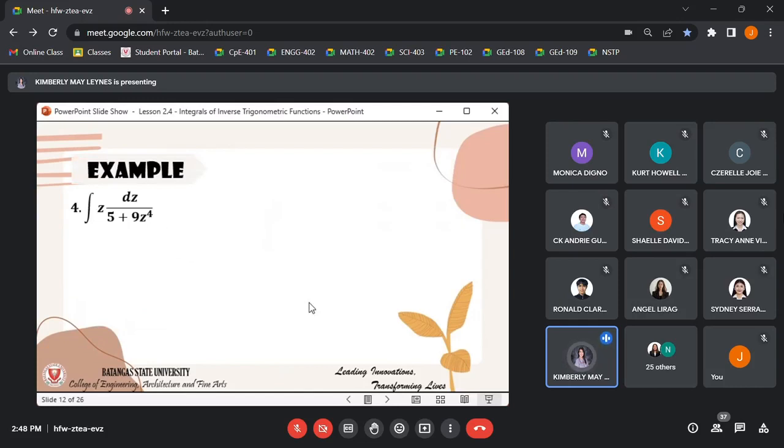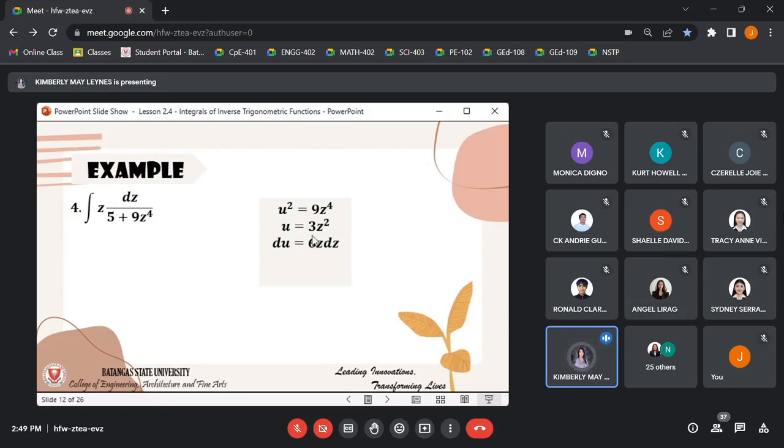So number 4 example, we have here the integral of z dz over 5 plus 9z to the 4th. So dito, syempre, ang magiging value natin ng u squared is 9z to the 4th. Kasi dalawa lang naman yung nasa denominator natin, u squared will be the one containing the variable. Getting the square root of both sides, we have u is equal to 3z to the second power. The derivative of both sides will be du is equal to 6z dz. And since dito sa ating given integral, meron tayong z dz, kahit magkalayo siya, tandaan z natin pwedeng nasa gilid, pwedeng nasa numerator, it is just the same.